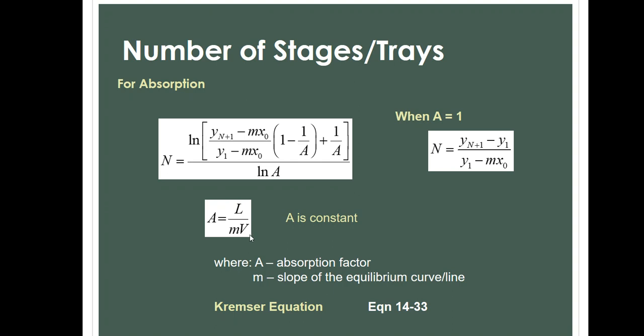So, the L over V ratio for the bottom of the tower and the L over V ratio for the top of the tower are two different ratios. They may not be equal in the case of operating lines that are curved. But for operating lines that are more likely to be straight, with very little or minimal curvature, the values of these A's are more or less in the same range, or they are very much the same.